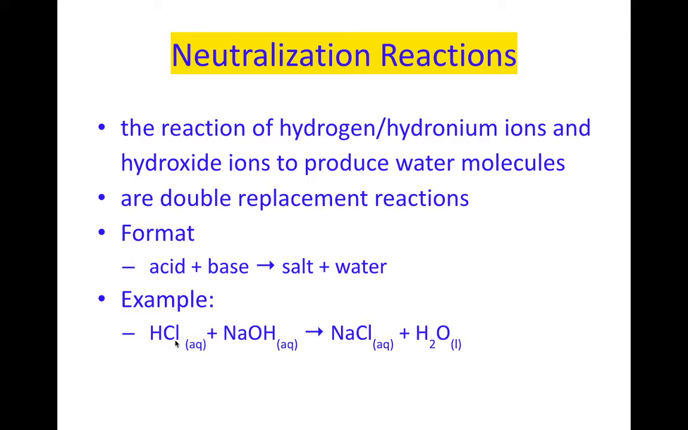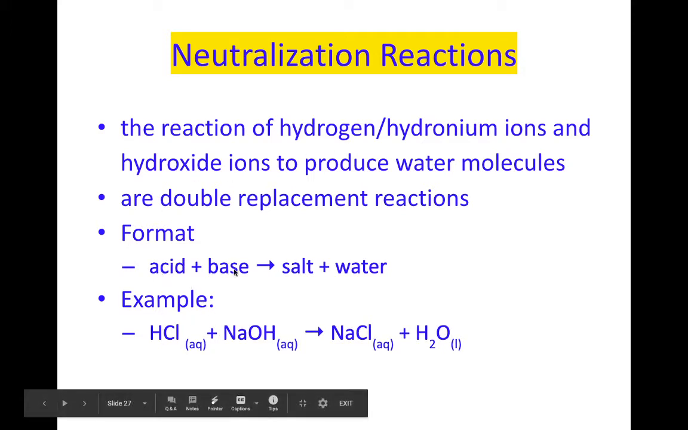Again, remember in our reactants we have our acid and our base, and then in our products we're going to have a salt and water. So in this case the H and the Na switch places, and so the Na goes with the Cl and we get NaCl, and then the H goes with the OH and that gives us water. So HCl is the acid because it's donating a proton, and then NaOH is the base because it has hydroxide.